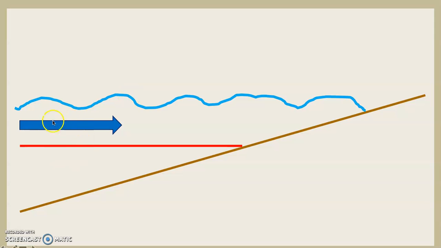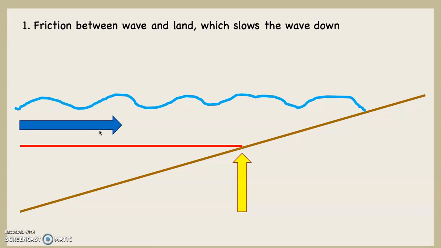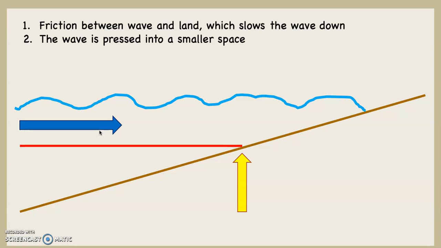So what happens is out here in the open ocean, the depth of the water is greater than 1/2 of one wavelength, okay? However, at that point where the yellow arrow is that I just put onto the diagram, at that point, the depth of the water now is equal to 1/2 of one wavelength. When the depth of the water is equal to 1/2 one wavelength, several things are going to happen. First of all, the energy that's being transmitted through the water in the form of the wave is going to begin to have friction with the land, which then slows the wave down. The wave is then going to be pressed into a smaller space.